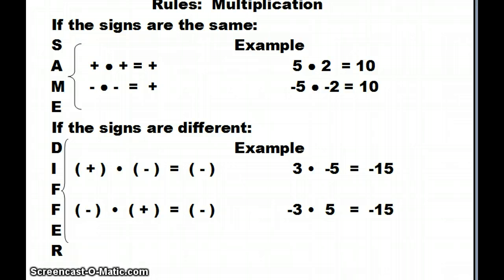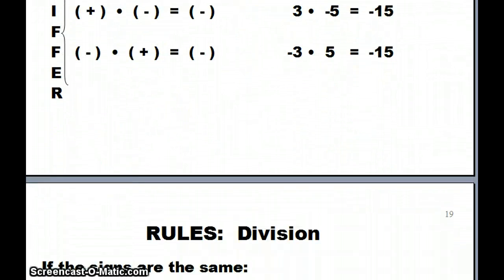You might want to have an index card handy on this one, because when you multiply two negatives, you get a positive. When you add two negatives, you still have a negative. That's the one rule that is sometimes easily confused. If the signs are different, one positive and one negative, your answer is a negative. The two examples on the right hand side: positive 3 times negative 5 is negative 15, and negative 3 times a positive 5 also gives us a negative 15.